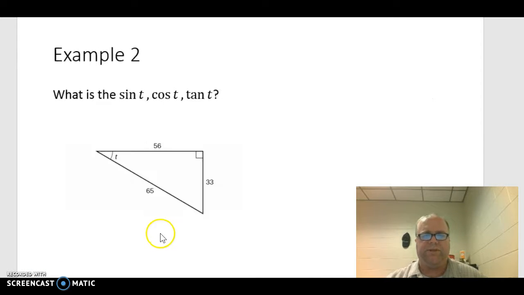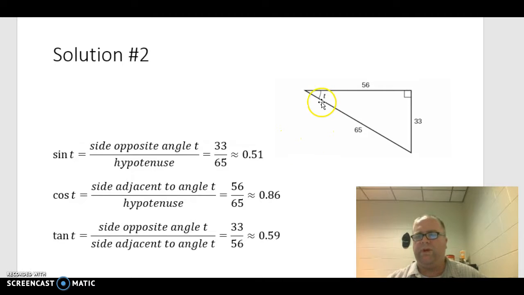All right, so let's look at example 2. Find the sine, cosine, and tangent of this angle T. So try it out, use your formula, see what you get. All right, so looking at that triangle there, what do we know? Well, we know that the sine is the opposite side over the hypotenuse. The cosine is the adjacent side over the hypotenuse. And the tangent is the opposite side over the adjacent. So all you do is just plug in those values and divide them in your calculator.